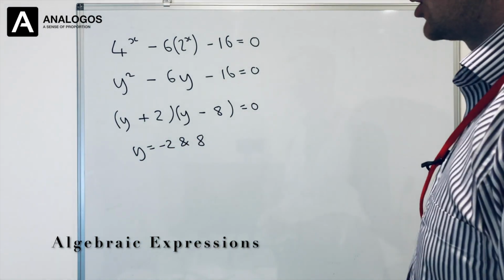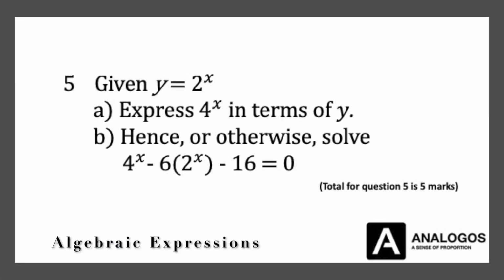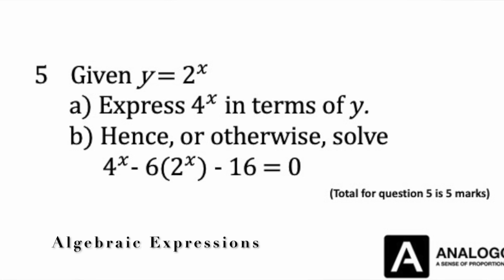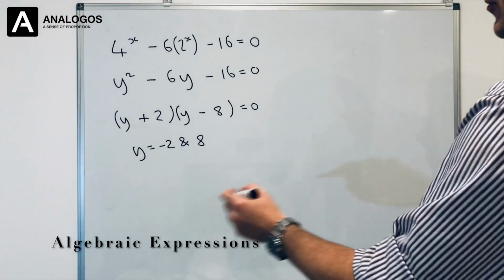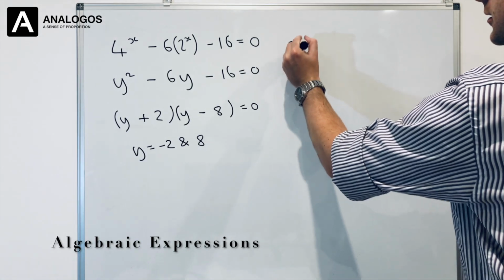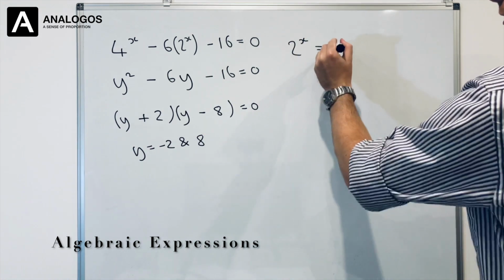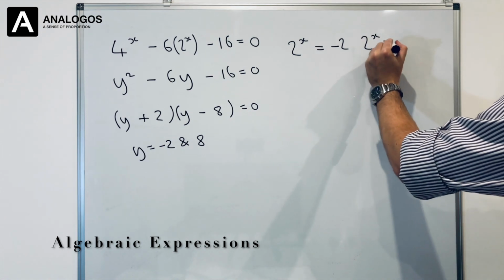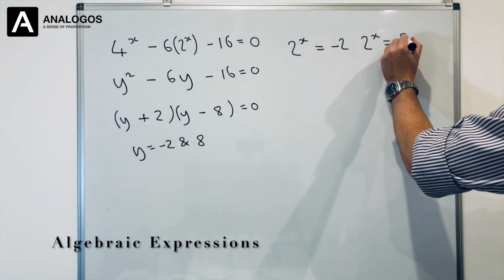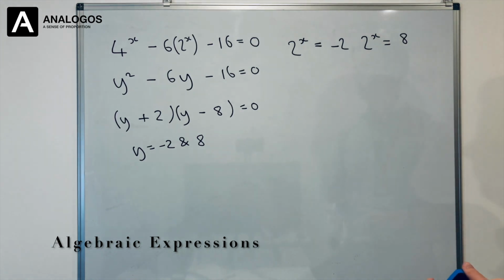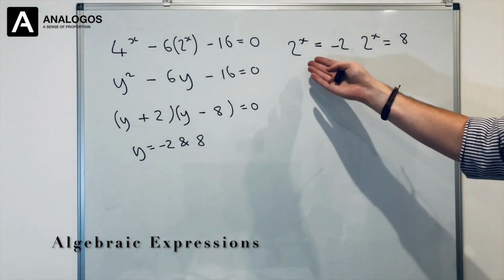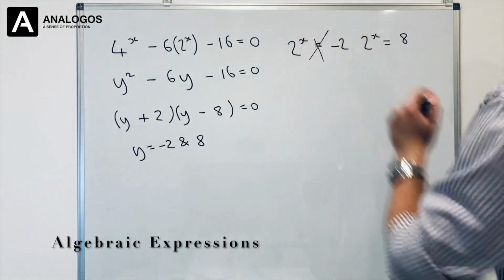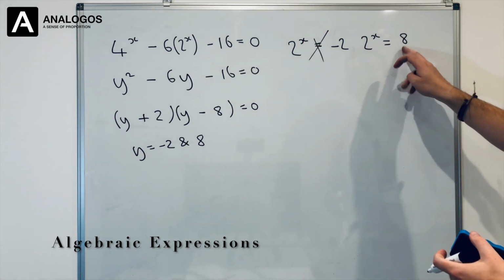Okay, but that's not the question finished yet. It says hence or otherwise solve, so you're going to have to find the value for x. So you put it back into what we started with. So it was 2 to the power of x equals minus 2, and 2 to the power of x equals 8. Okay, so you should know from your exponential and logarithm laws that you can't have negative 2 here. That doesn't work. But you can have the positive on the right hand side. You can't have a negative, but you can have a positive.